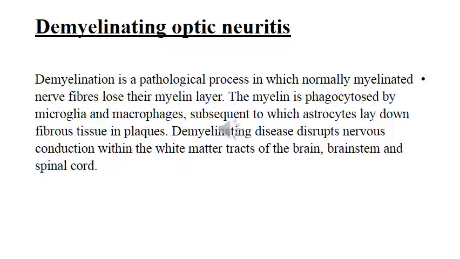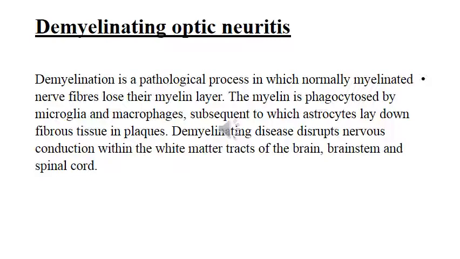So optic neuritis has different pathological or etiological causes. The first one is the demyelinating optic neuritis, para-infectious optic neuritis which is related to infection, and the non-infectious type. Now we are speaking about demyelinating optic neuritis.